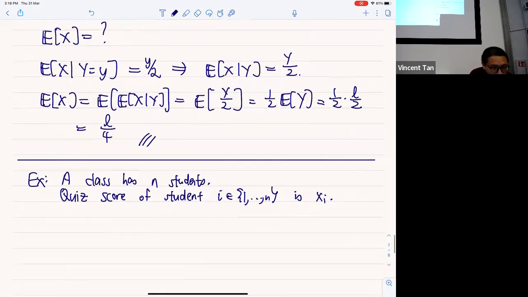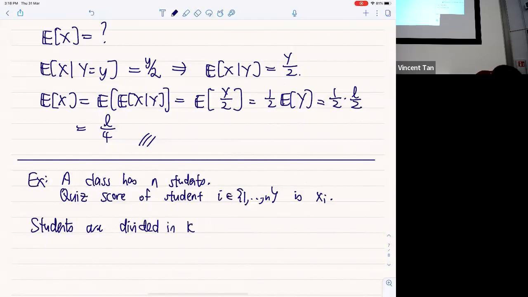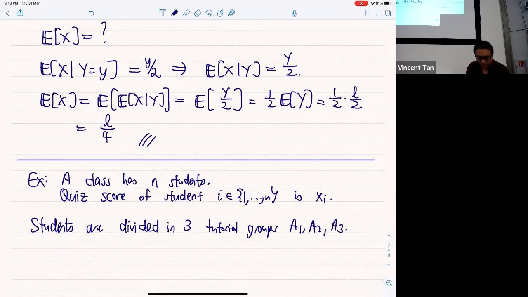But the students are divided into k tutorial groups. Just like us, we are divided into supposedly 3 tutorial groups. So let me say 3 tutorial groups, I'll keep it simple: A1, A2, A3. And just like in this book, the tutorial groups that we have are disjoint. You cannot be in 2 tutorial groups. And everybody has to be in at least 1 tutorial group. In theory, because I know that everyone gravitates to me.